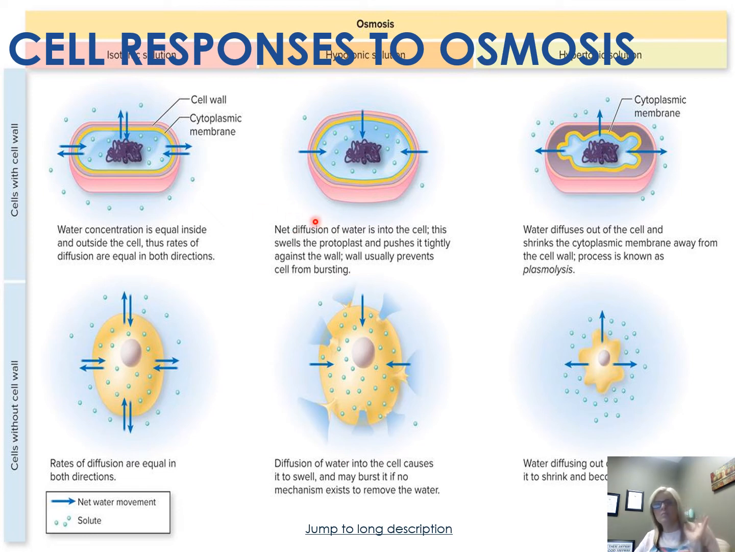So water is going to move into the cell. So net diffusion of water is into the cell, which of course, if you add water, it's going to swell. And so it's going to swell up against the cell wall, which will prevent it from bursting. But if you don't have a cell wall, it actually can cause it to rupture, okay, which is not sustainable for a cell, okay? And so we call this cell lysis that can happen.